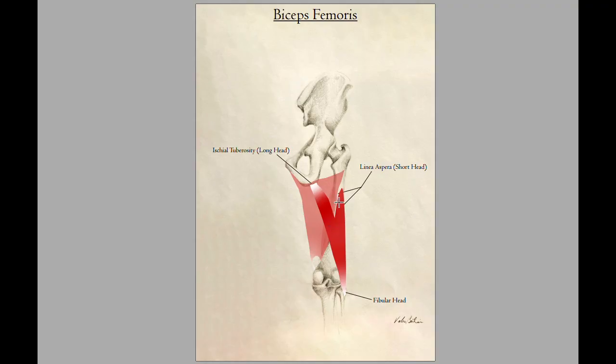Okay, so because of its attachment to the ischial tuberosity, this long head has the ability to produce extension at the hip. Both muscle heads together are inserting onto the fibular head, so they're crossing posterior to the knee joint, which means that both heads acting together will create flexion at the knee joint. Okay, so we have the long head doing extension at the hip, and then both heads doing flexion at the knee. Okay, beautiful. Next, semimembranosus.